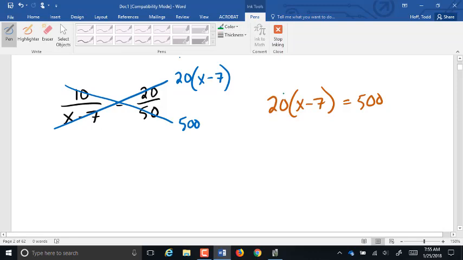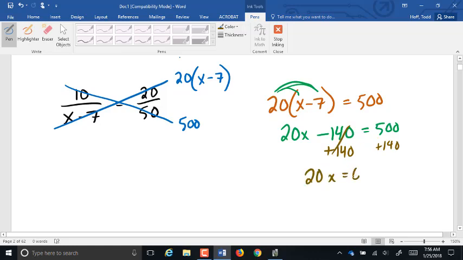So now, to solve it, I have to multiply the 20. 20 times x, 20x, and 20 times negative 7, negative 140 equals 500. And then add 140. 20x equals 640. Divide by 20. X equals 32.